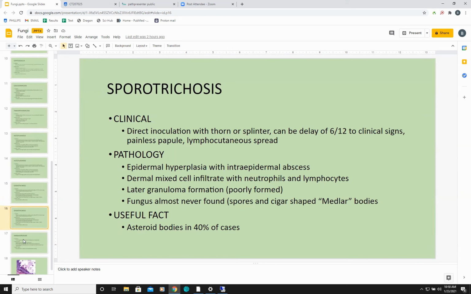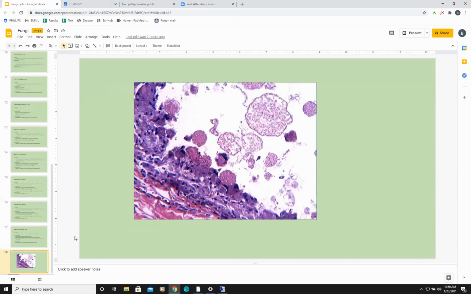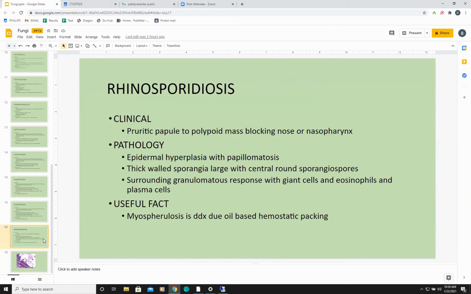And then the last one in the talk I'm putting here is rhinosporidiosis. This usually is clinically characteristic. It's a mass blocking the nose or nasopharynx. You have epidermal hyperplasia and papillomatosis, and these big sporangia. So these are huge, with central sporangia, spores, granulomatous inflammation, plasma cells, and eosinophils. And the differential of this is myospherulosis, which is oil-based hemostatic packing.